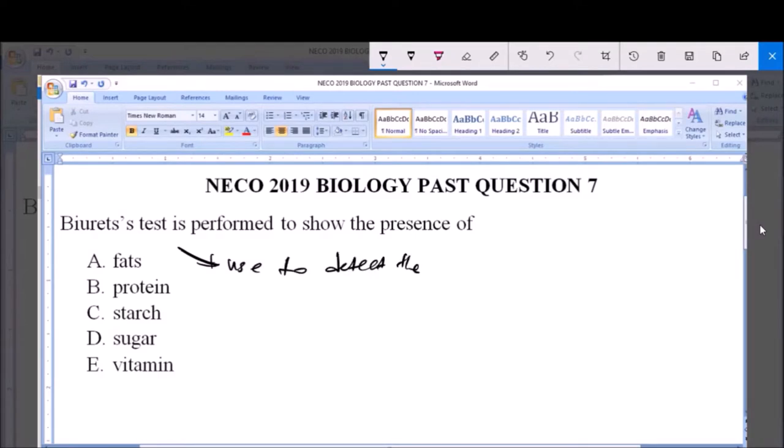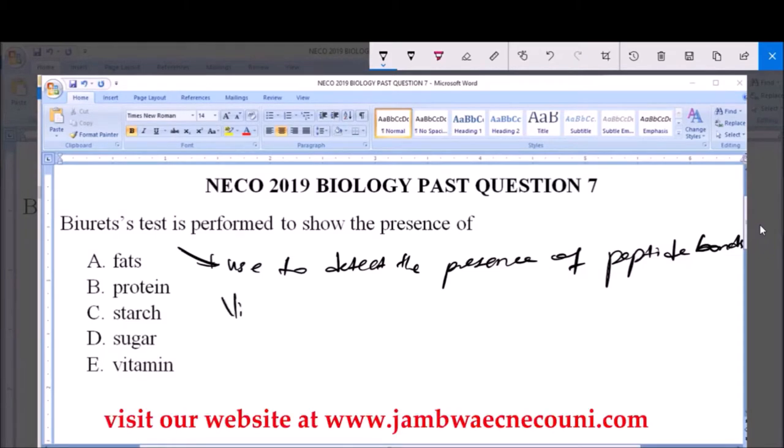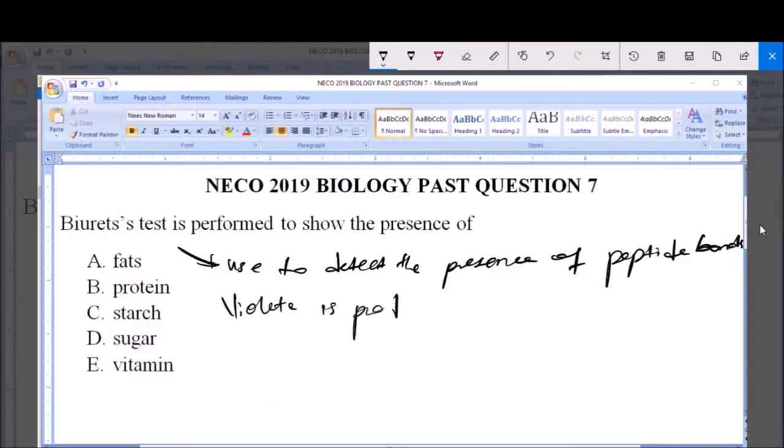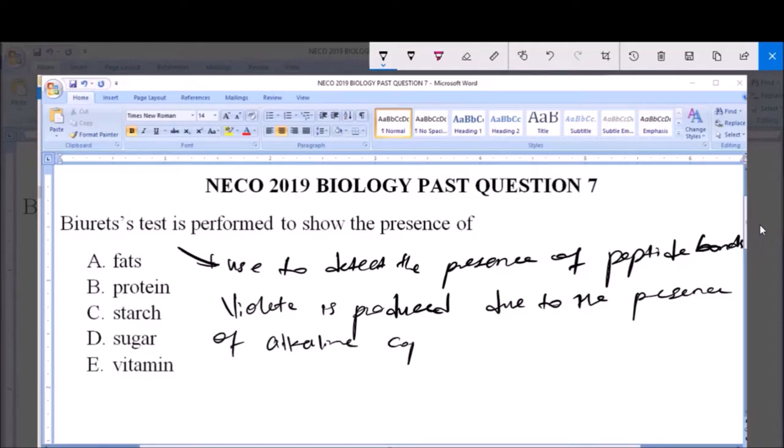It is used to detect the presence of peptide bonds. That's a Biuret test. Now, in the presence of this peptide bond, a violet color is produced due to the presence of an alkaline copper sulfate. So this alkaline copper sulfate, which is a component of the Biuret test, when it reacts with the peptide bond, it gives out this violet color.